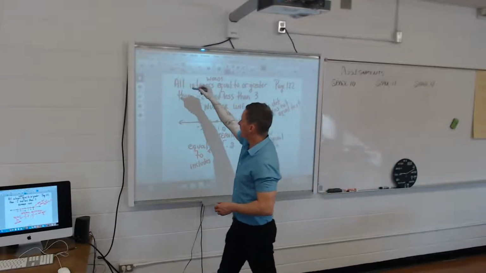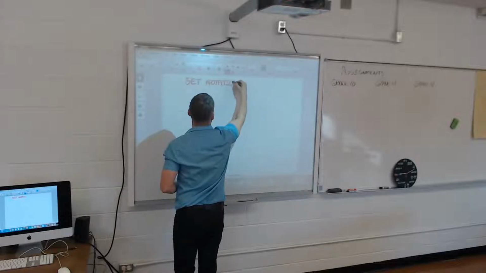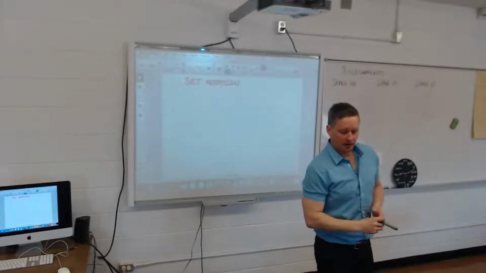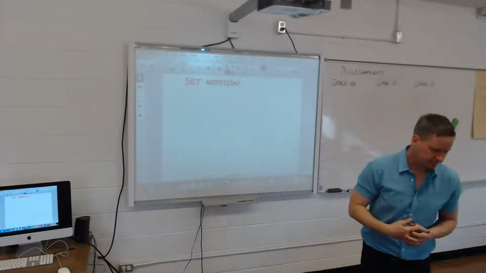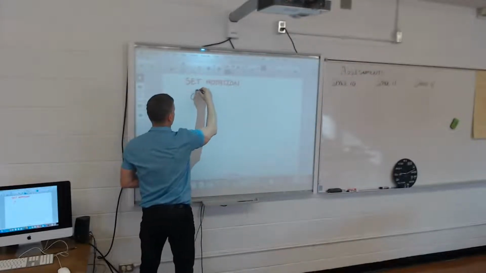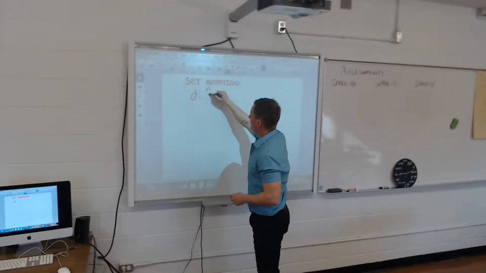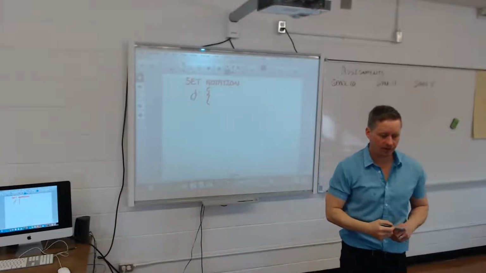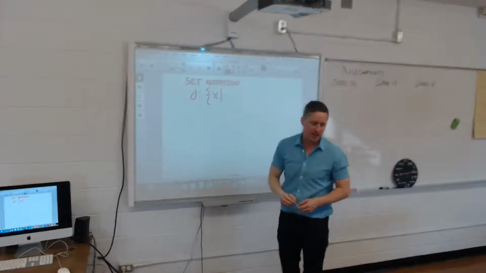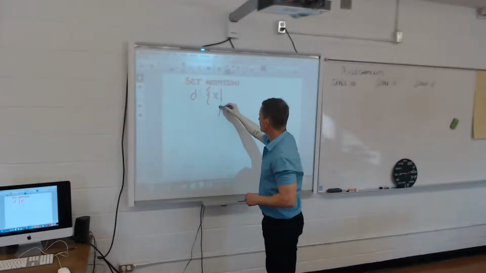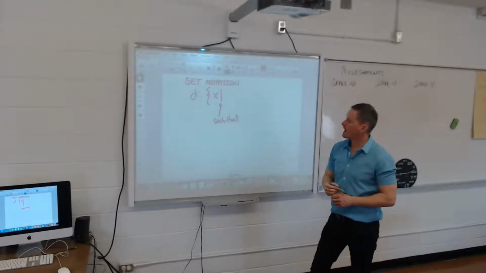The second of those two is set notation. Set notation is very specific as to how you have to write it. Here's how it works. If I'm talking about domain, I just put domain and the colon. I need a squiggly bracket to open it. Then I put X, such that. That line means such that. So I've got X such that.